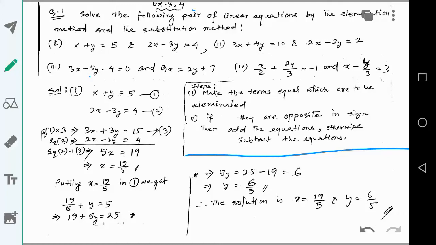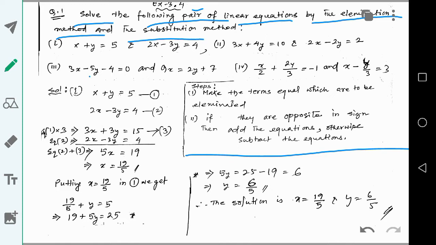Hello students, in this video we are going to solve the problems of exercise 3.4 of the NCERT textbook of mathematics, class 10. So the first question: solve the following pair of linear equations by the elimination method and the substitution method.